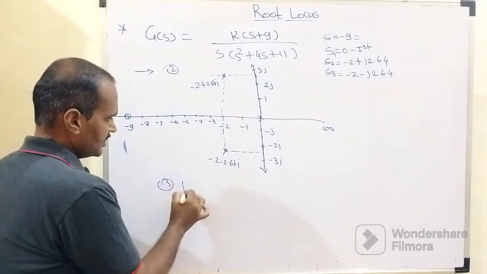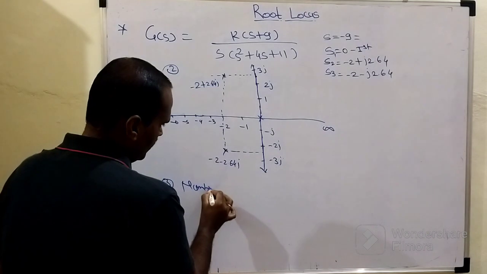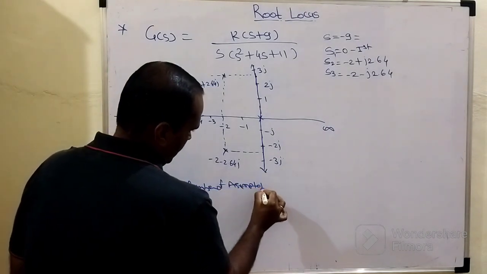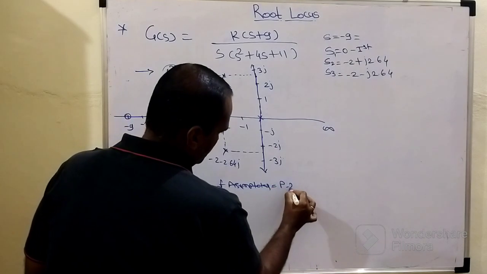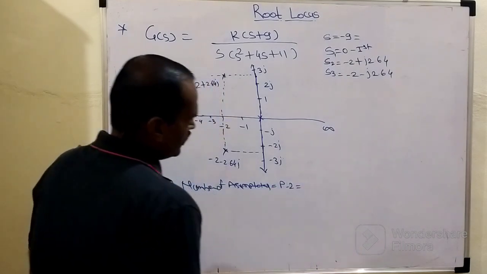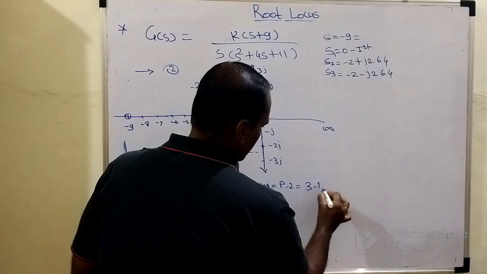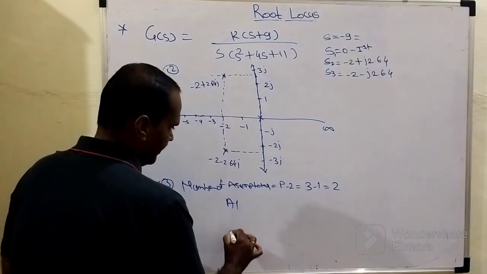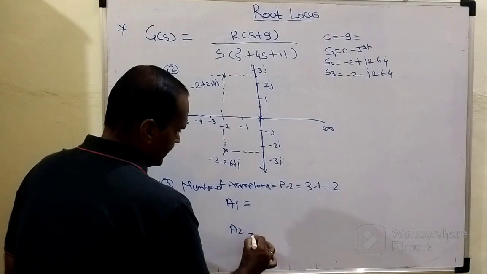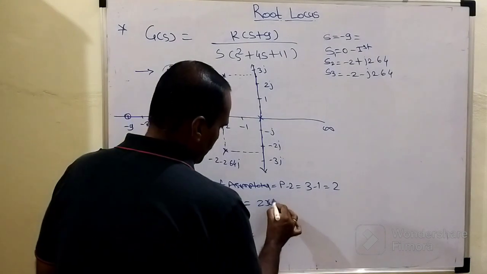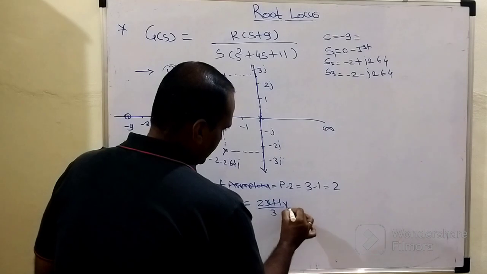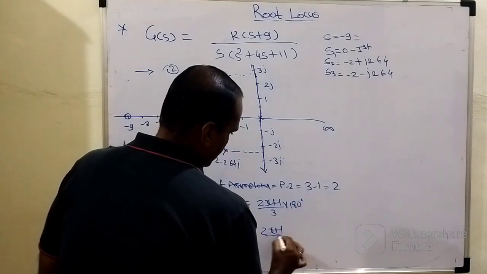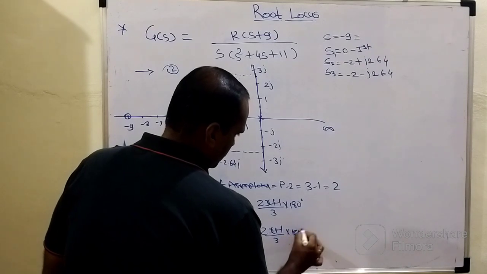Then in step number 3, we need to determine the number of asymptotes and their angles. So the number of asymptotes equals p minus z, right? Here p equals 3 and z equals 1. So there are two asymptotes, and these two angles are A1 and A2. How to get A1? We use the relation (2x plus 1) divided by (p minus z) into 180 degrees.